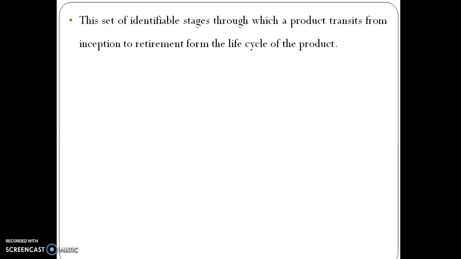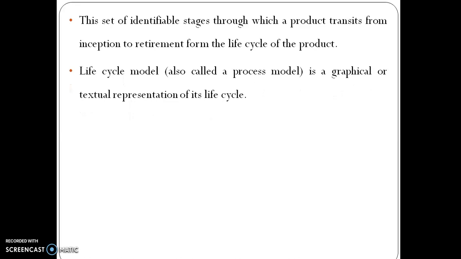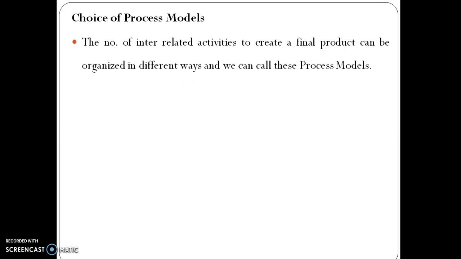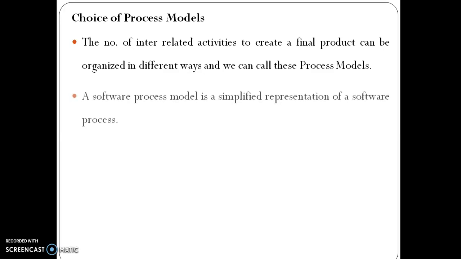This set of identifiable stages through which a product transits from inception to retirement form the life cycle of the product. Life cycle model is a graphical or textual representation of its life cycle. Choice of process models. The number of interrelated activities to create a final product can be organized in different ways, and we can call these process models.